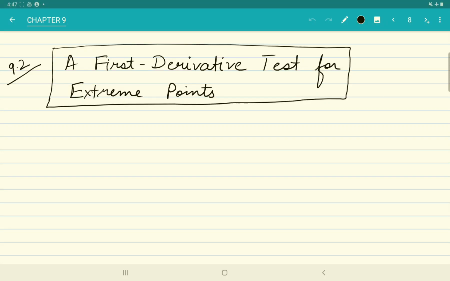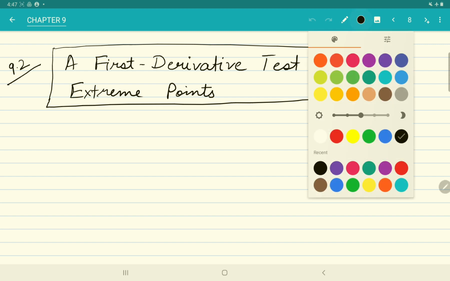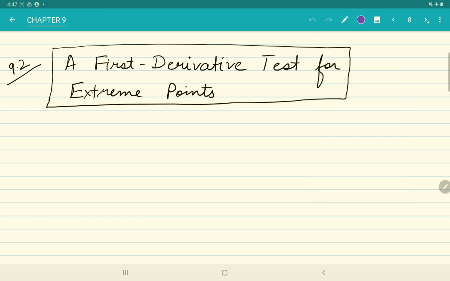I now take up section 9.2, and here we talk about a first derivative test for extreme points. In this case, let's suppose we have f of x, and this is a differentiable function of x, and it is differentiable on the interval I. Suppose this function has just one stationary point, and the stationary point is x is equal to little c.